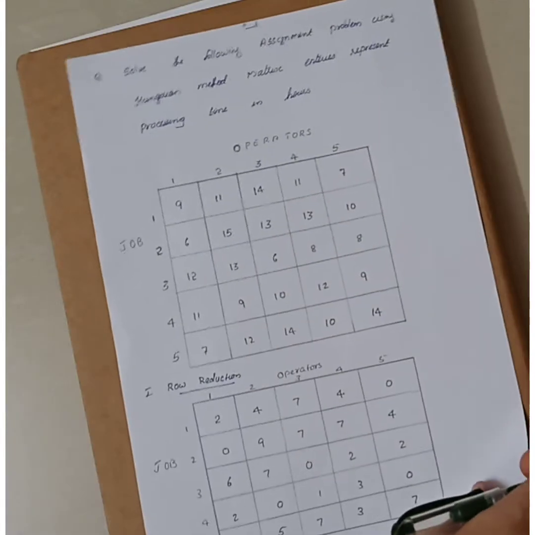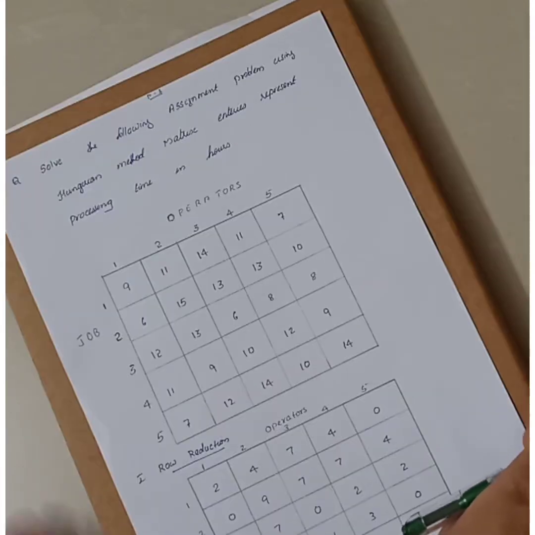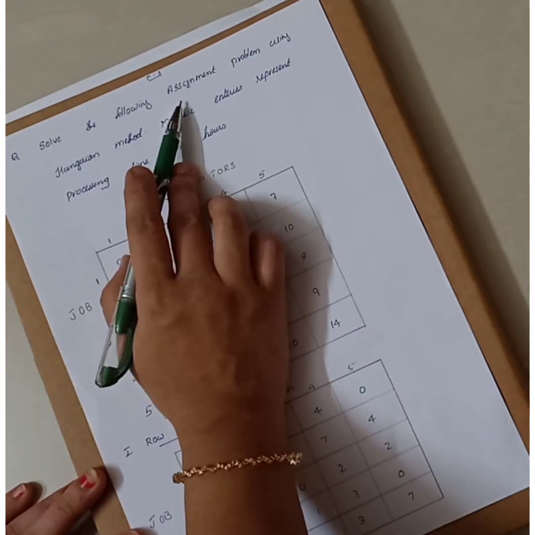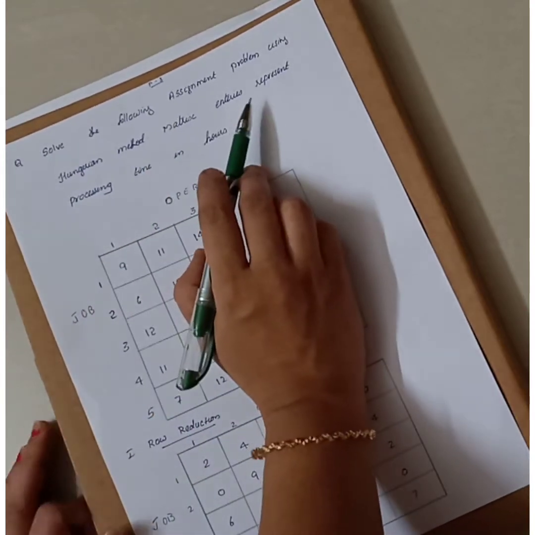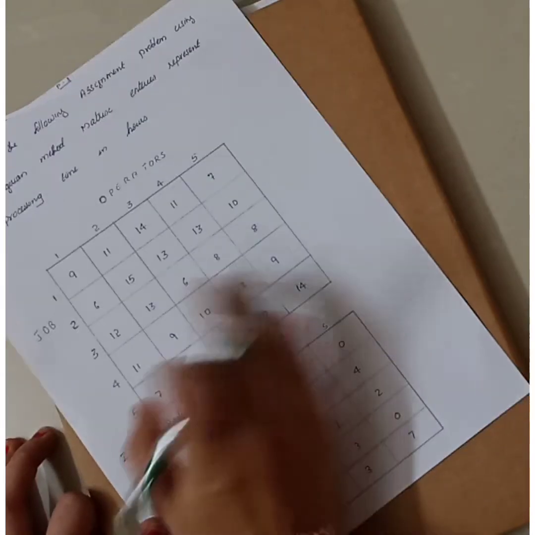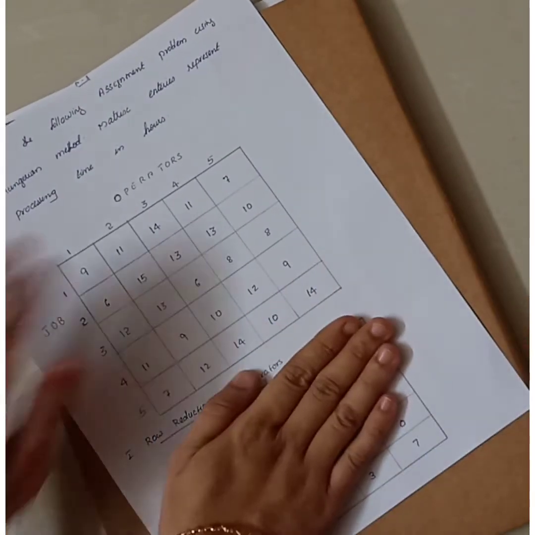Now consider this particular question. We will discuss each and every step in detail using this problem. The question is: solve the following assignment problem using the Hungarian method. Matrix entries represent processing time in hours. You are given a particular matrix. This is your question.